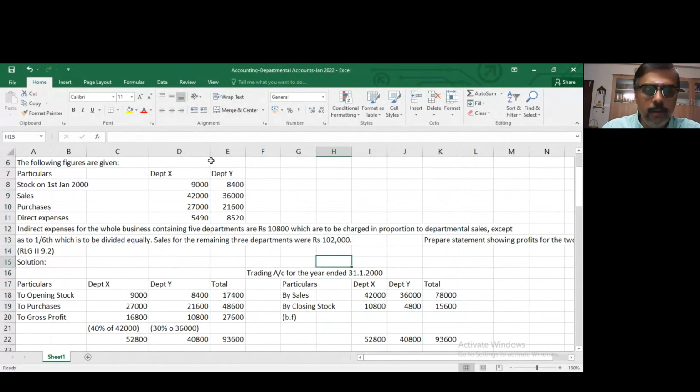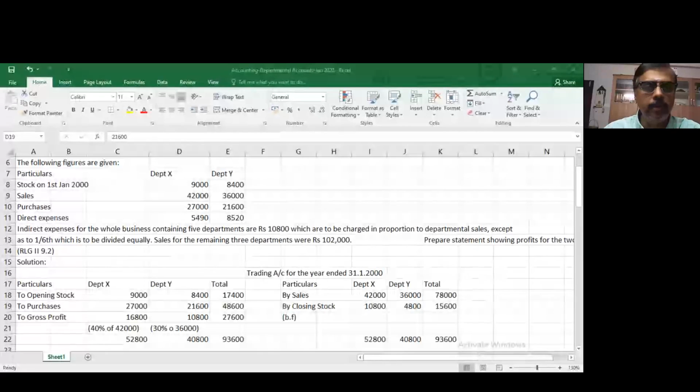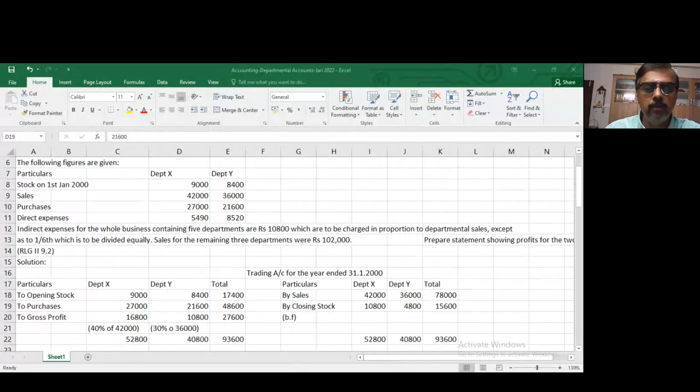Fairly simple one. Is there any doubt in this trading account? All of you are able to follow? Do you have any doubt in the trading account preparation? No, sir. All of you clear? Okay, good. Great to know. So let's proceed further.